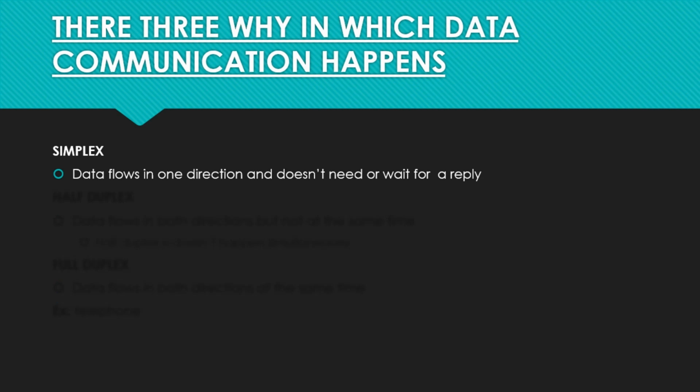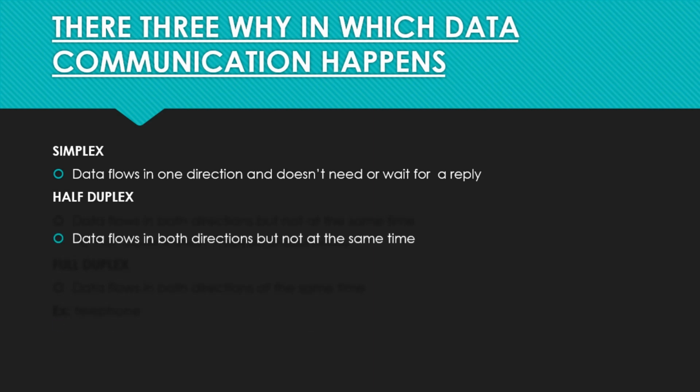When you're listening to a radio station, the radio presenter who gives you programs won't wait for you to give him feedback. Therefore, that's simplex type of communication. It's just one way. The next type of communication is half duplex.